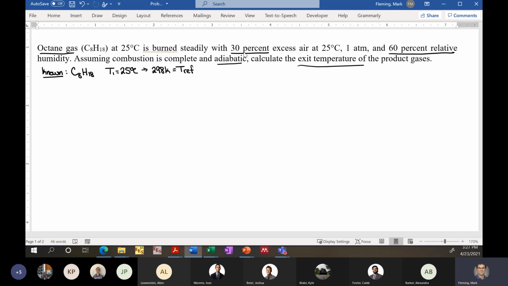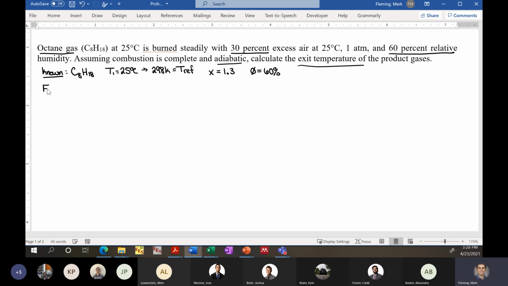Our other known features is that we have the amount of excess air equaling 30%, which means 130% theoretical air, which means that our stoichiometric multiplication value will equal 1.3. And then the last thing that we'll have to deal with is that we have a relative humidity coming in, and that is going to be 60%. And so we'll have to now alter our combustion reactions to take into account the humidity levels.